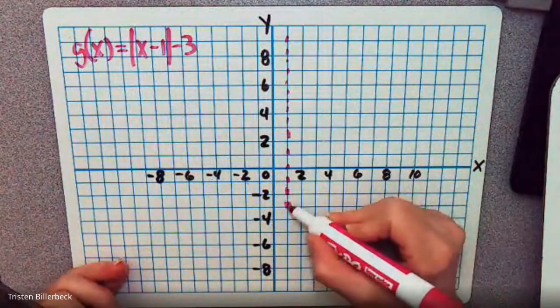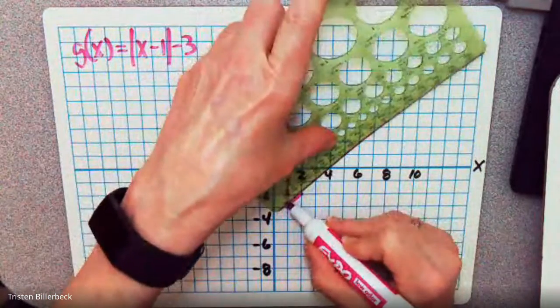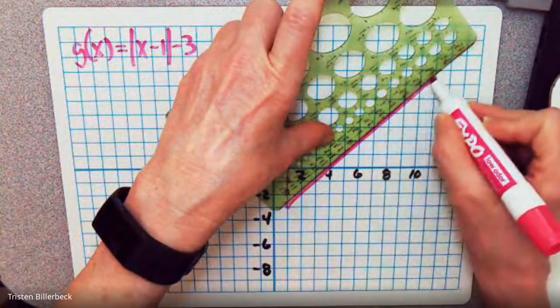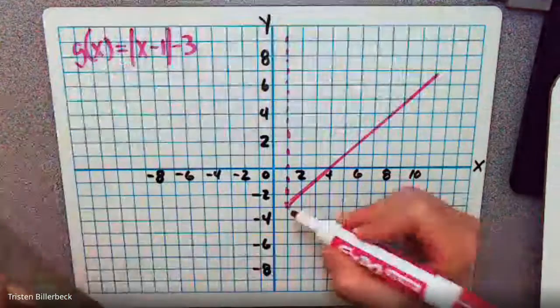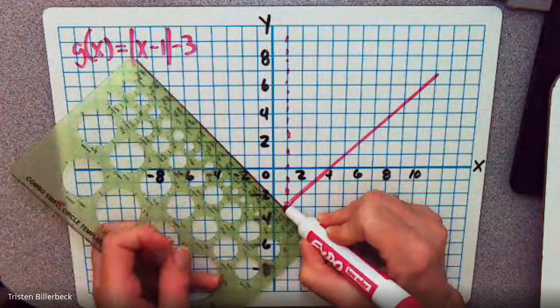So that means I've got a slope here of 1, so it's going to rise 1, run 1, like that. And this one will be the reflection of it around the axis.